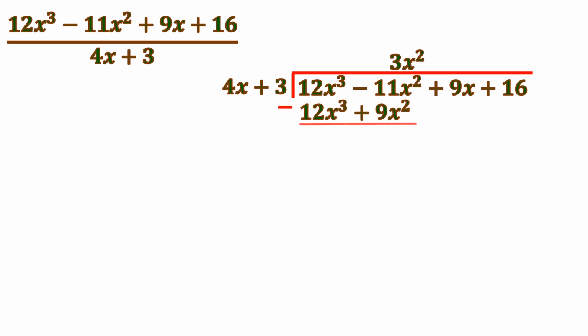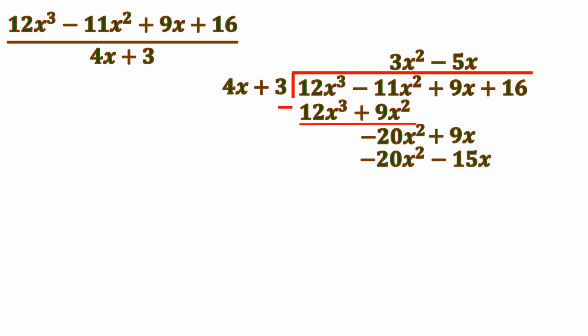Then let us subtract. So 12x cubed minus 12x cubed is 0. Negative 11x squared minus positive 9x squared is the same as negative 11x squared plus negative 9x squared. So it will be the same sign, so we're going to combine it. It will be negative 20x squared. Then bring down positive 9x. So let's continue dividing. Negative 20x squared divided by 4x will be negative 5x. Then let's distribute: negative 5x times 4x is negative 20x squared. Negative 5x times 3 is negative 15x. Then let's subtract.